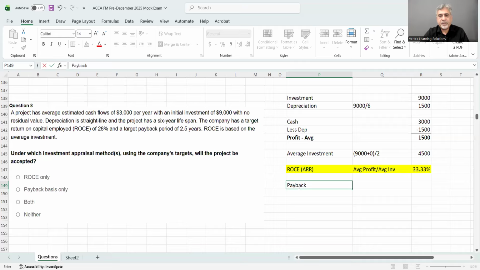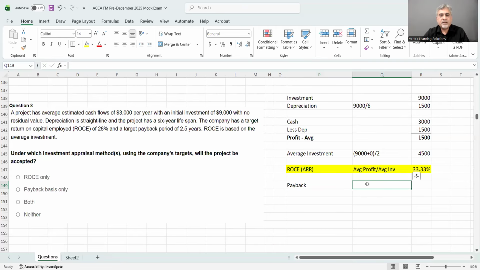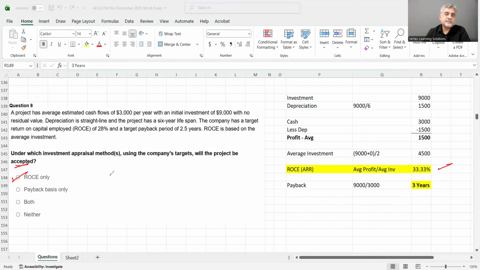Now, if I look at the payback period, the investment is 9,000, and you are getting 3,000 per year cash flow. So 3 years is your payback period. The desired payback period is 2.5 years. This project gives you a 3-year payback period. So this project can only be accepted on the ROCE basis. ROCE only. This is the answer.